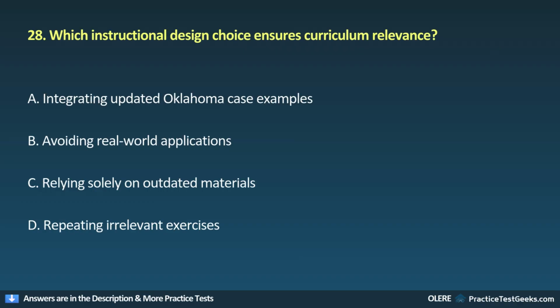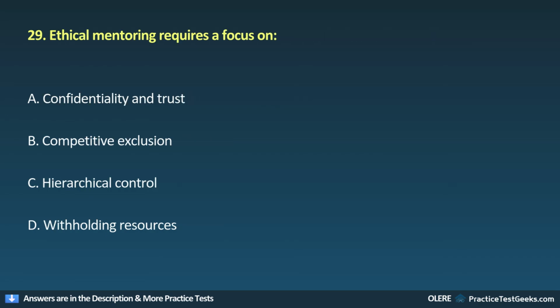28. Which instructional design choice ensures curriculum relevance? A. Integrating updated Oklahoma case examples. B. Avoiding real-world applications. C. Relying solely on outdated materials. D. Repeating irrelevant exercises.